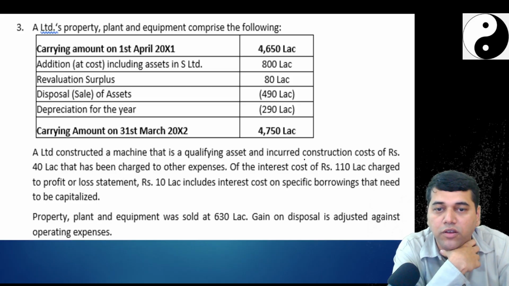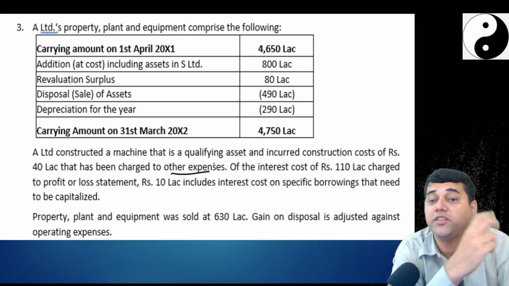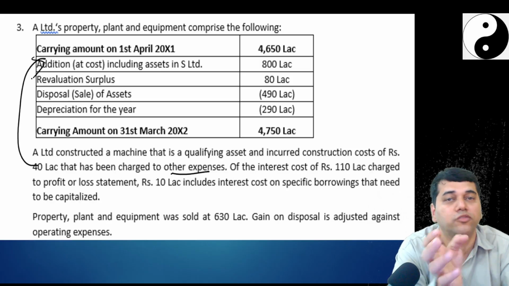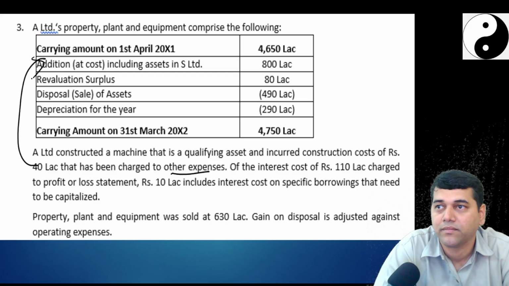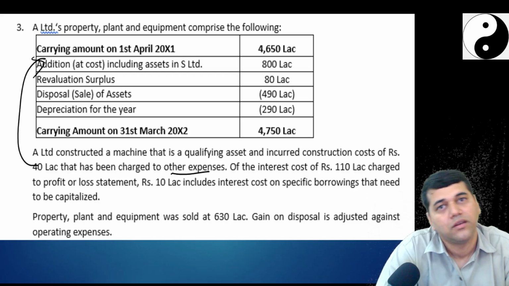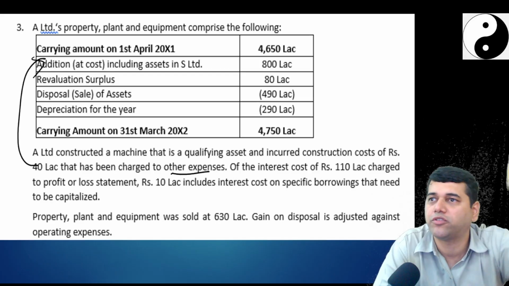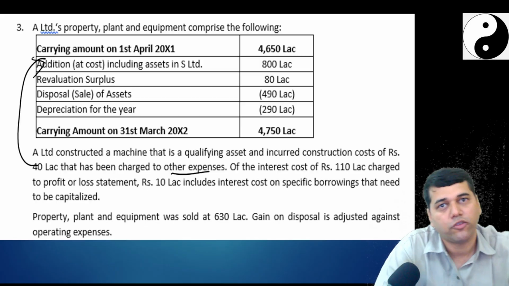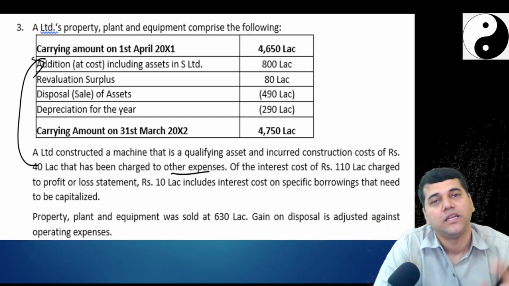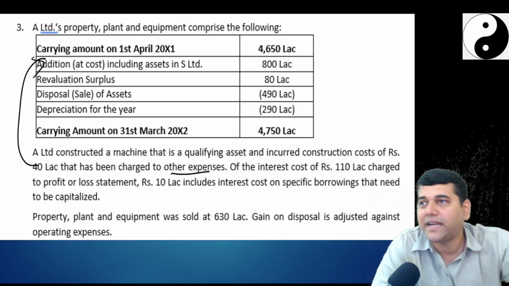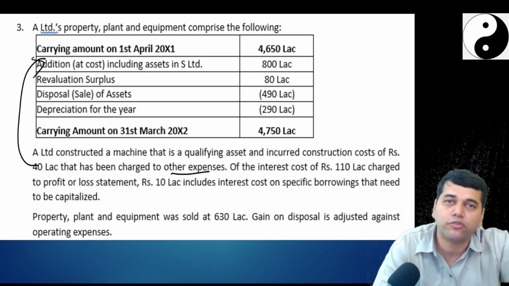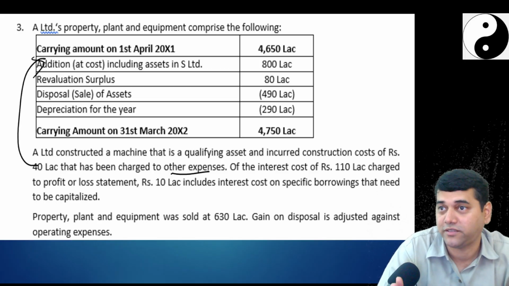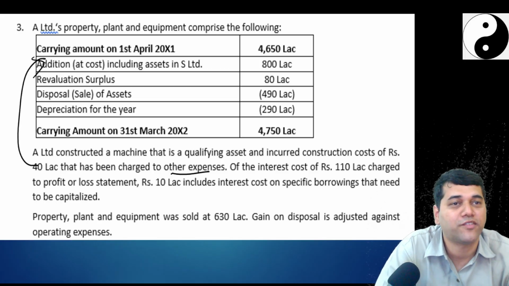A constructed a qualifying asset incurred. That means there are two mistakes. First of all, this 40 lakh should have been part of your CWIP, capital work in progress. Both are the same. You say capital work in progress or PPE under construction, it's an investment activity. But what they did, that expense also they charged to other expenses. Interest was there, you should have added it to this work in progress. That also cost you charged to the P&L account. All three mistakes now. Blunder after blunder.